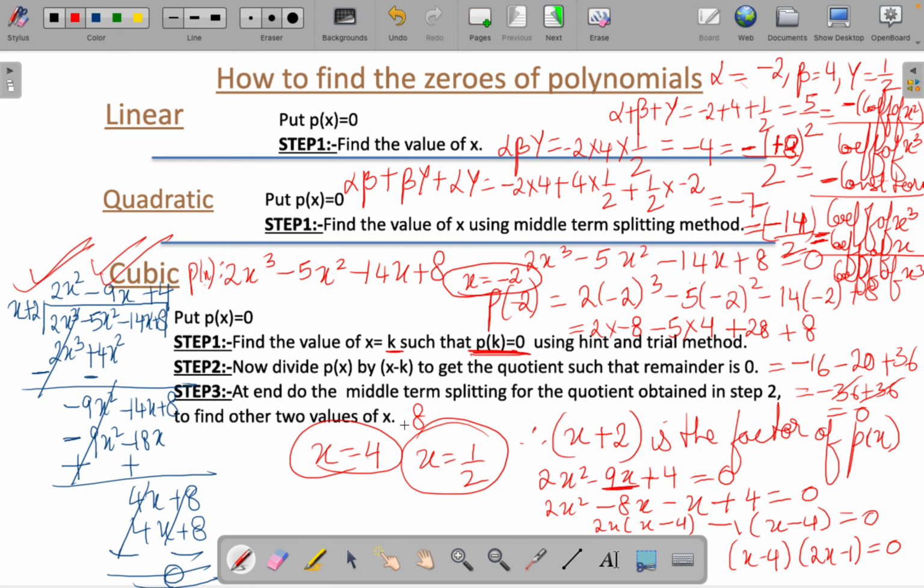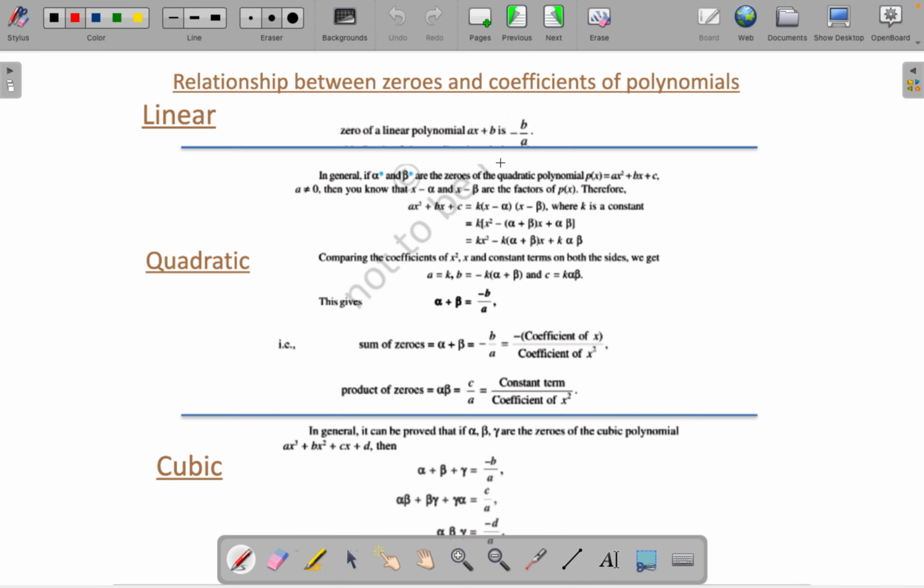ये paper में आ जाता है, right? All right. Now this we have already defined, the relationship between the linear polynomial minus b by a, that is minus constant term upon the coefficient. Again for the quadratic equation alpha plus beta is minus b by a, that is minus coefficient of x upon coefficient of x square, alpha into beta is c by a, constant term upon coefficient of x square. Again for the cubic we have defined, but it is not in your CBSE syllabus.